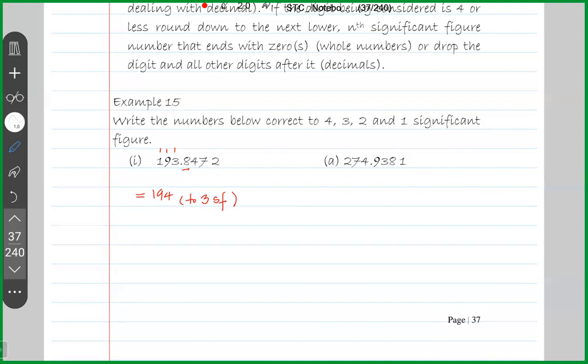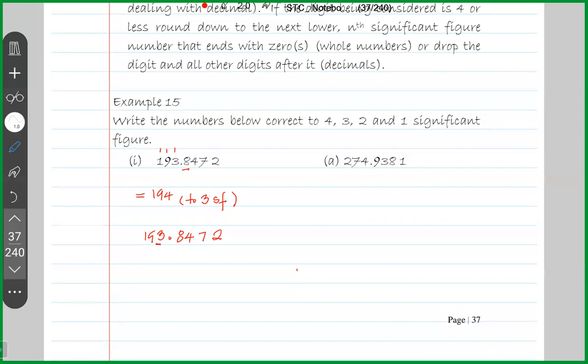Now, the same number, but this time to 2 significant figures. 193.847. If I want to write a number to 2 significant figures, I must look at the digit that is the third significant figure. The third significant figure is 3.